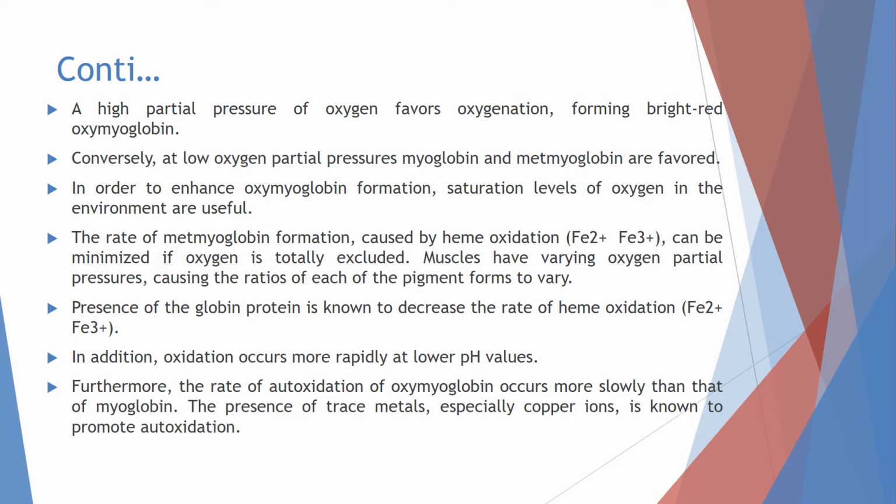Also, the rate of metmyoglobin formation caused by heme oxidation can be minimized if oxygen is totally excluded. It means that to avoid the formation of metmyoglobin, either the environment should have a high or saturated level of oxygen, or it should be totally devoid of oxygen. In addition, oxidation occurs more rapidly at lower pH values. Also, different metals like copper ions are known to promote the auto-oxidation of the myoglobin pigment.